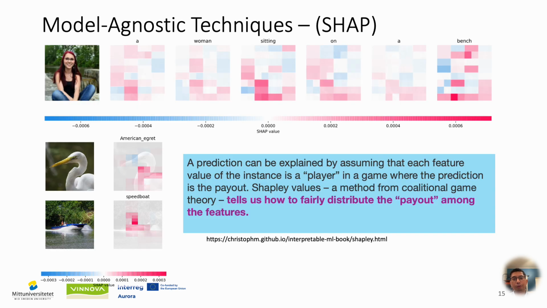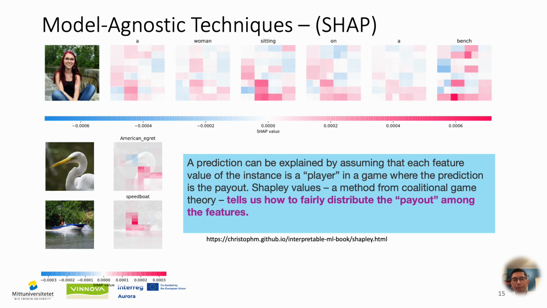SHAP isn't limited to tabular data. It can also explain predictions in computer vision. Here, the color overlays show which regions of the image influence the model's decisions. Red areas push the prediction higher, supporting the chosen class. Blue areas push the prediction lower, arguing against it. For example, in the speedboat image, the highlighted regions around the speedboat show the features the model used most strongly. This allows us to peek inside what the model sees when making its decisions, turning a black box CNN into something interpretable.